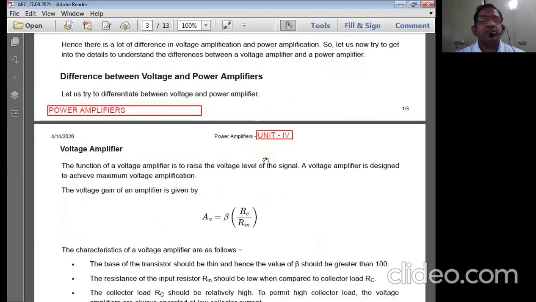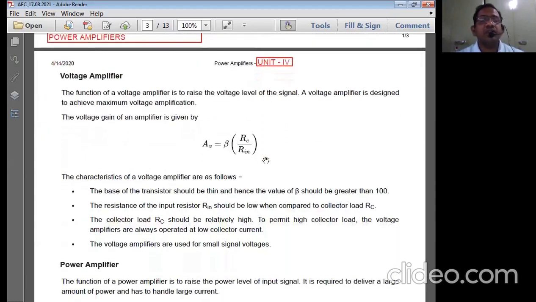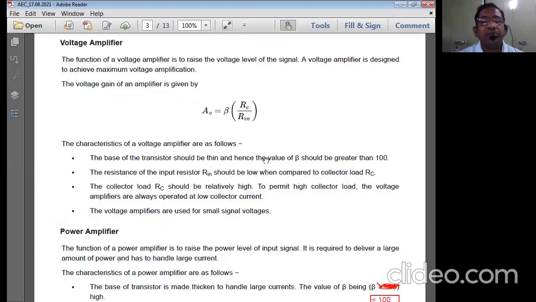Now the next point is the basic differences between the voltage amplifier and the power amplifier. Just now we discussed the construction features or design features of the power amplifier circuit. Some of the design features of a power amplifier we discussed. Let us look into the voltage amplifier. Voltage amplifier means what?